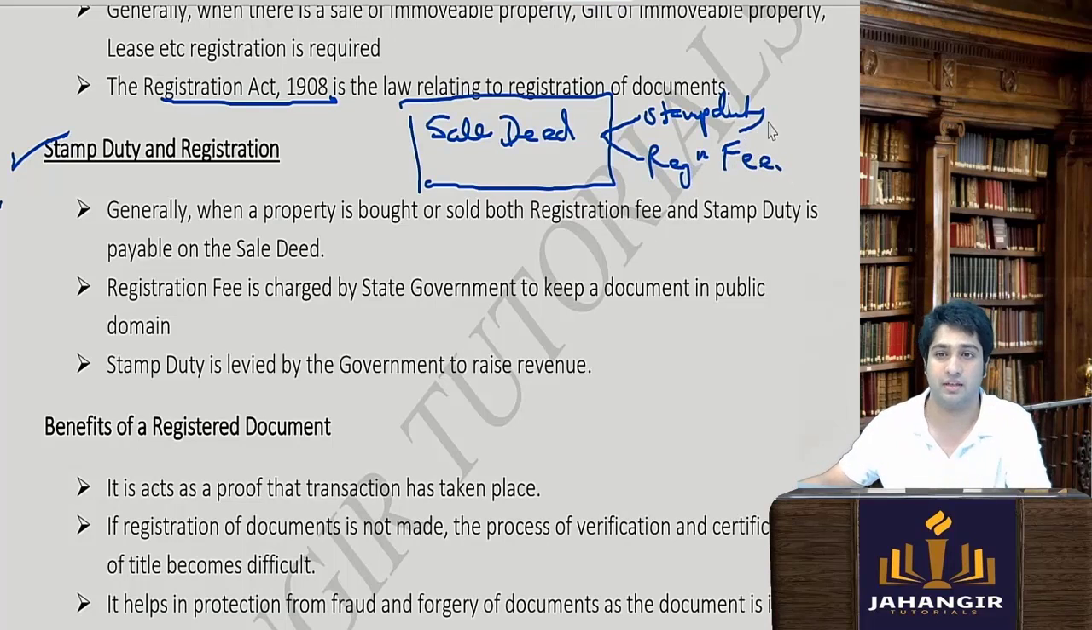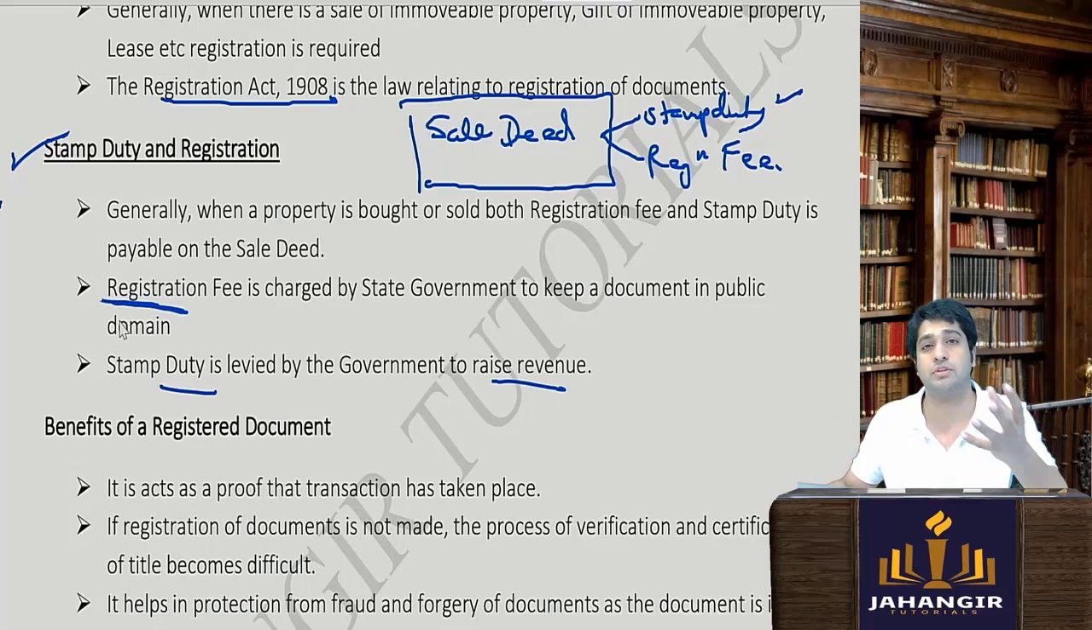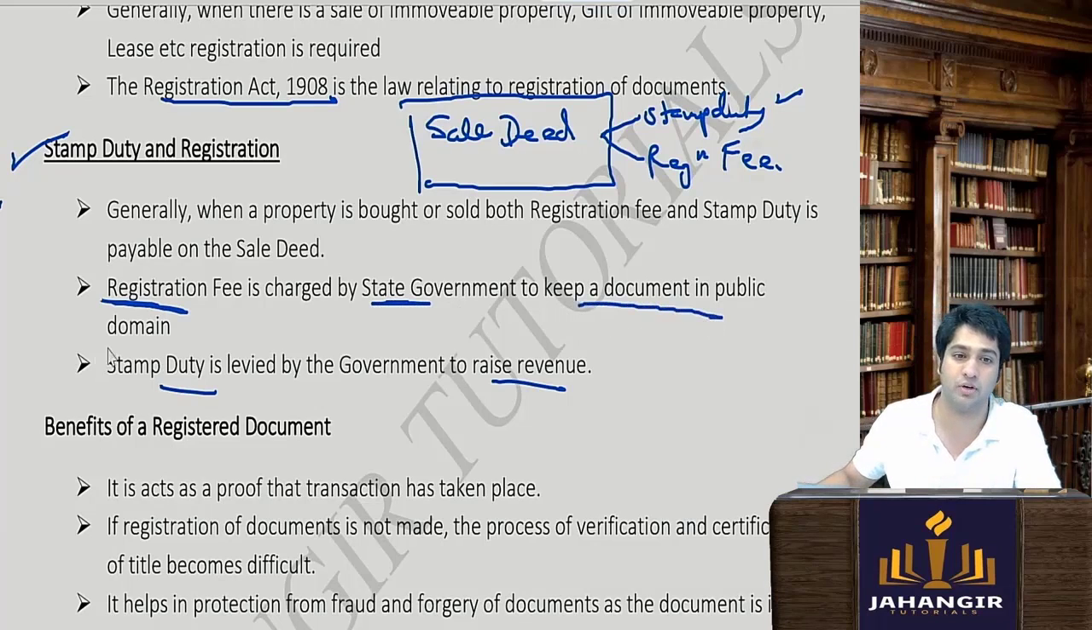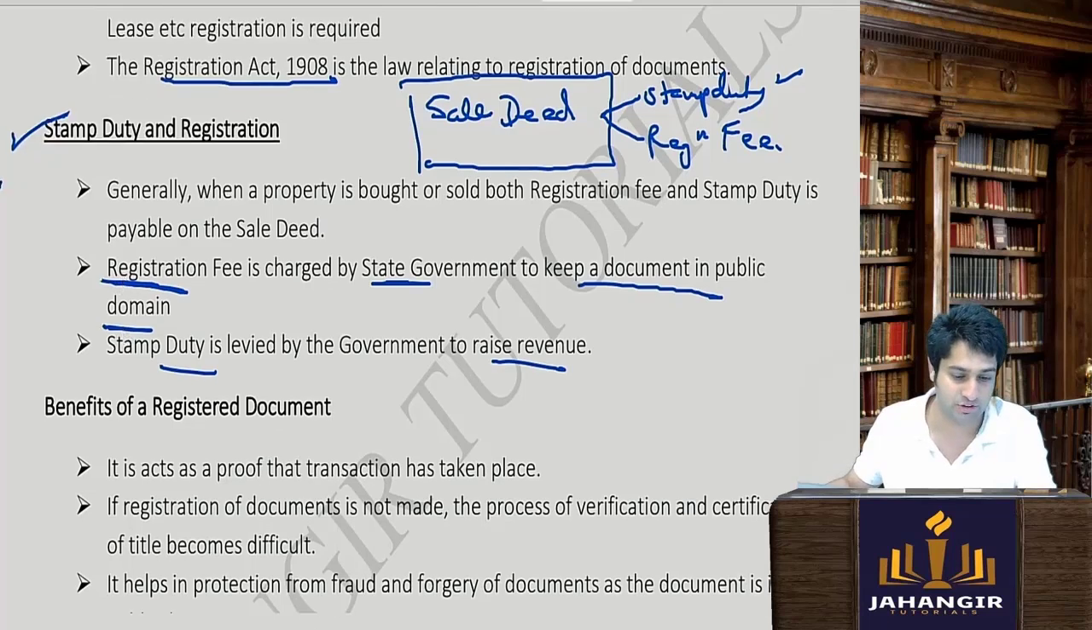The stamp duty is to raise revenue. Okay, it's a revenue to the government. Just like a tax, the state government charges a stamp duty. Stamp duty is a revenue to the government. Whereas the registration fee is charged by the state government to keep a document in the public domain. So the documents, they will preserve it, they will keep it. So for that they charge a registration fee.